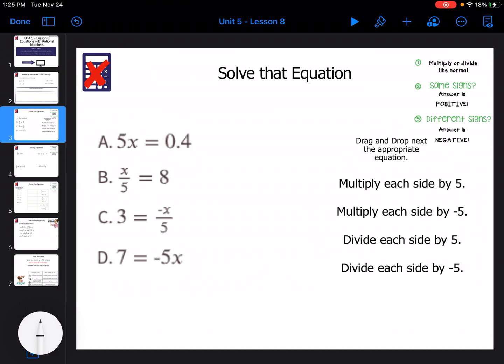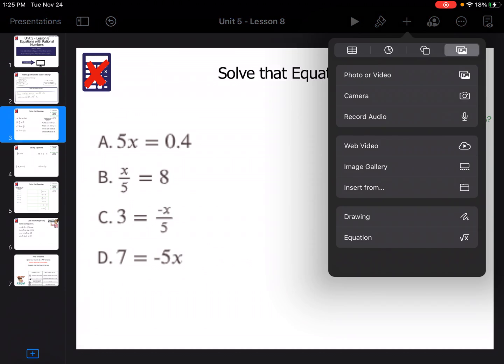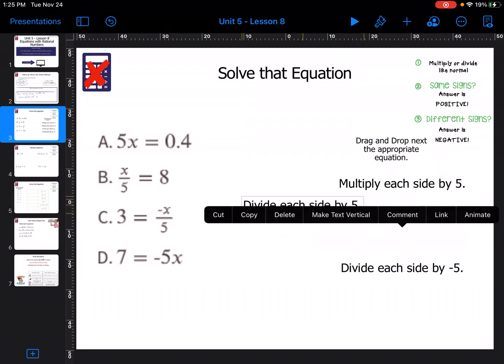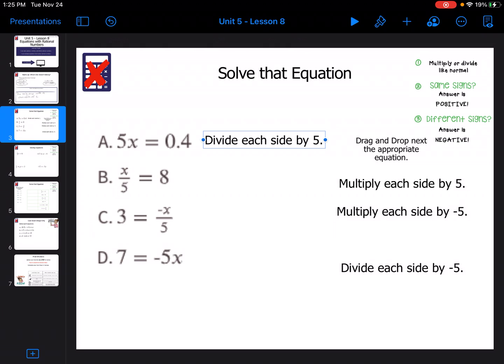All right, so now we're going to drag and drop. So I'm going to turn off my drawing tool, and I'm going to think, okay, what has to happen? So to undo, remember, we're undoing. So A says 5 times x, so I'm multiplying by 5. So to undo it, I'm going to have to divide each side by 5. I don't want to divide each side by a negative 5 because that's currently a positive 5.